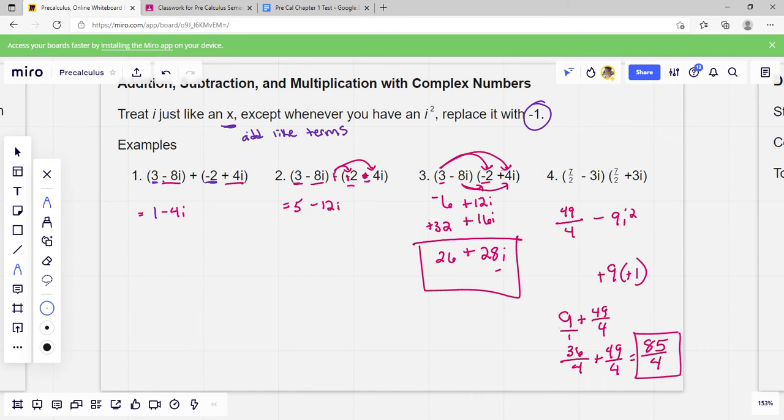So be careful with the ones where it is a difference of 2 squares, right? All those middle terms cancel each other. I didn't have to multiply 7 over 2 times 3i and try to figure out what that is, because I would have had 7 over 2 times 3i negative, and then I would have had 7 over 2 times 3i positive, right? So they would just cancel each other out.